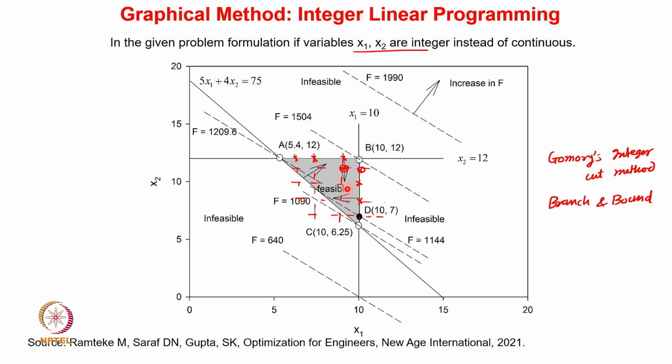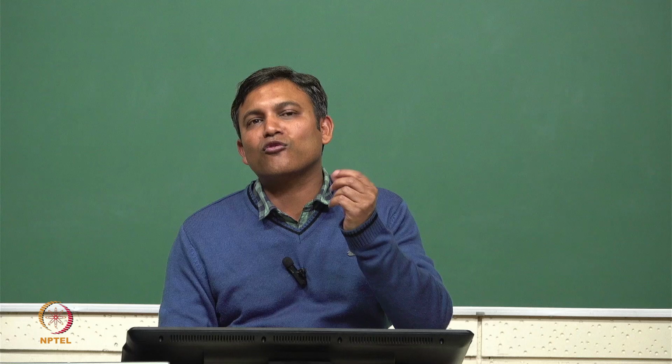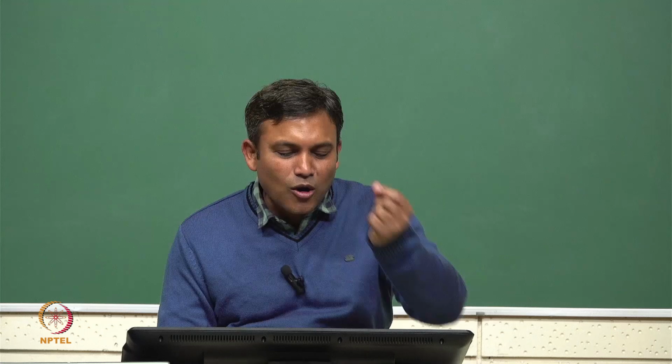And you can see that in the interior point method, you will not get the exact optimum solution. You will be approaching the optimum solution, primarily because it moves through the interior of the feasible region. Unlike that, in the simplex method, you move from corner point to corner point. So therefore, you get the exact optimum solution.